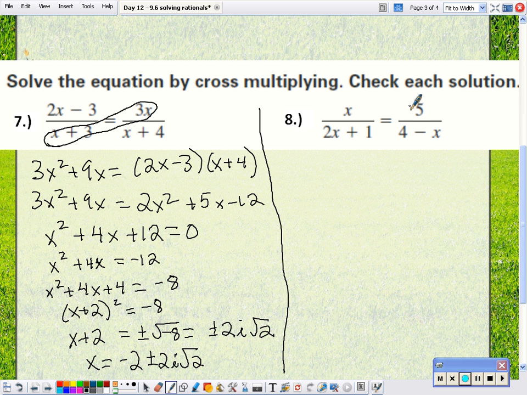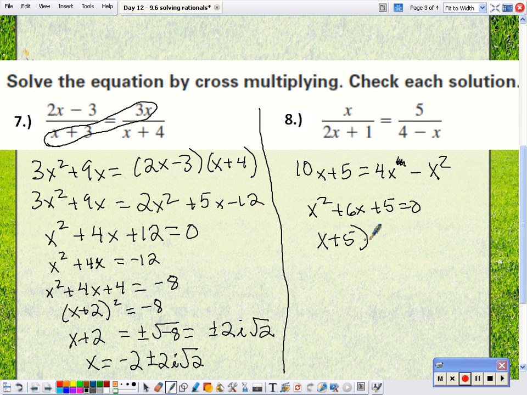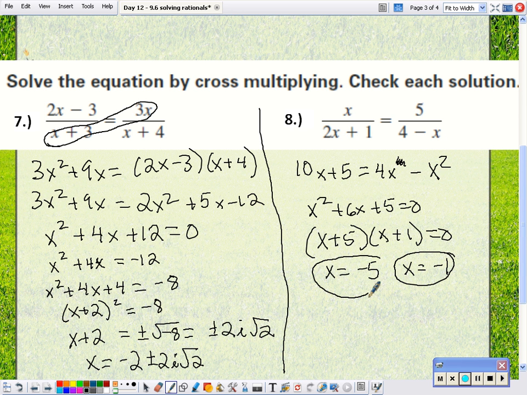I will work silently, so you can look up and check as you need. Pause the video if you're not ready. The answers are negative 5 and negative 1, and both of them check. Neither of them are extraneous because neither of them make one of our denominators equal to 0.